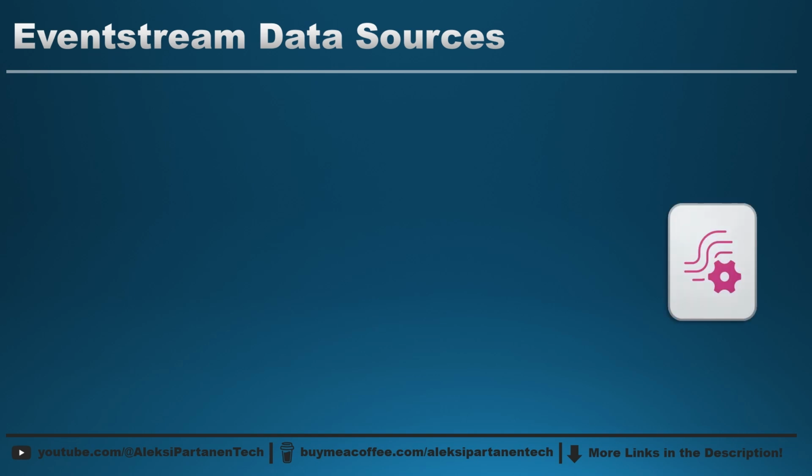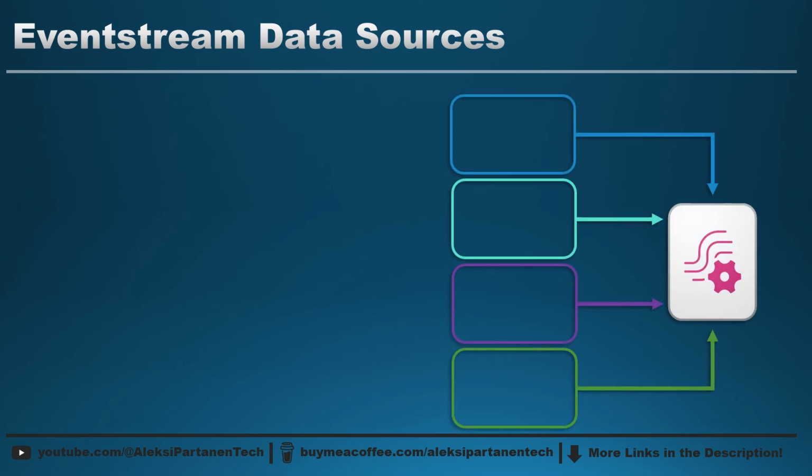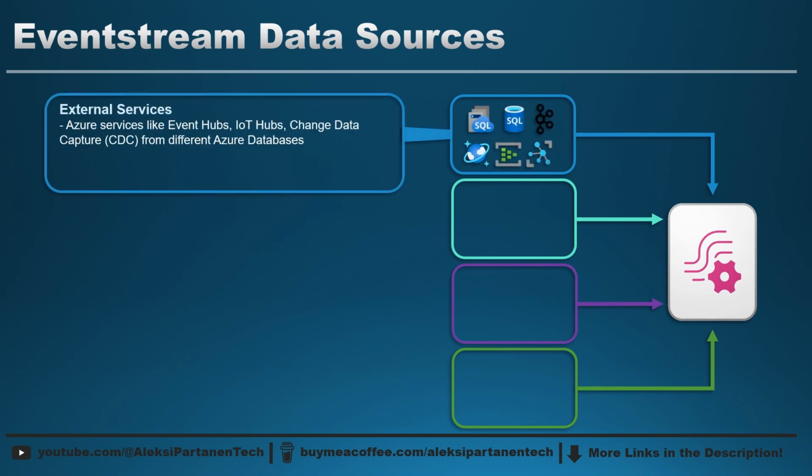Next, let's talk more about data sources for event streams. There are a few different types of data sources that can be used for event streams. First, we have many different types of external services that are supported by Eventstream. These include many familiar Microsoft Azure services like Event and IoT Hubs and different Azure database change data captures, or CDCs. However, many services outside the Microsoft ecosystem are supported as well, and these include some AWS or Google Cloud Platform services that use, for example, the Kafka protocol. But we are going to take a closer look at these services in the demo/tutorial part of this episode.